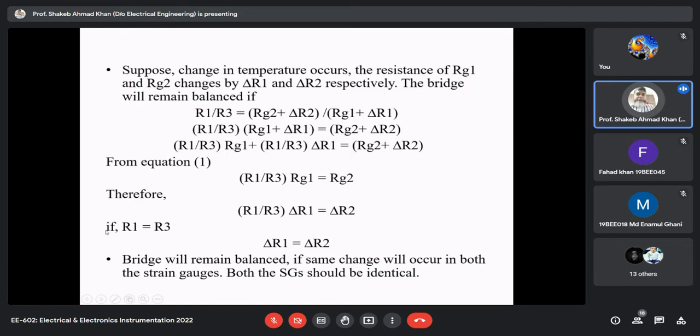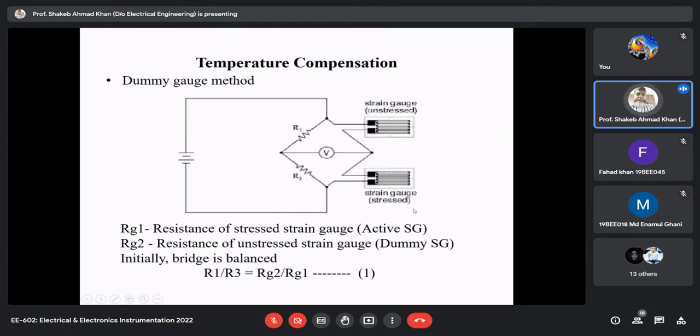Now generally we take an equal arm bridge, so R1 is equal to R3, so delta R1 is equal to delta R2. What is the meaning of this? Your bridge will remain balanced if the same change occurs in both the strain gauges. Both the strain gauges should be identical. This is the condition we desire for how this circuit should behave. If there is a change in resistance because of any reason, whether it is temperature or any other reason, and the change occurs in both the strain gauges, then your bridge will remain balanced.